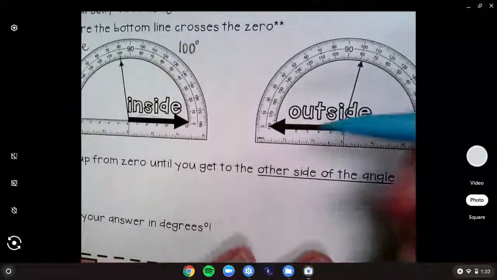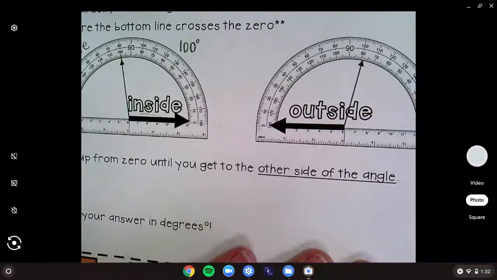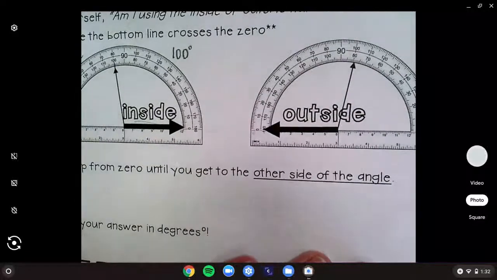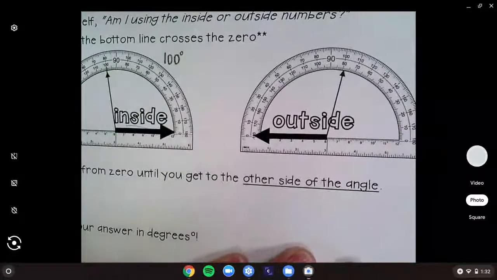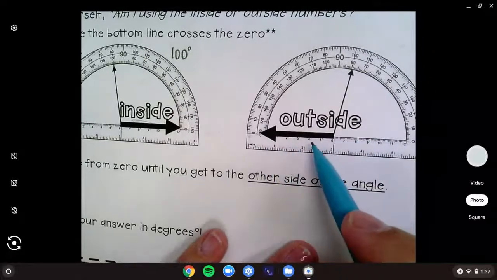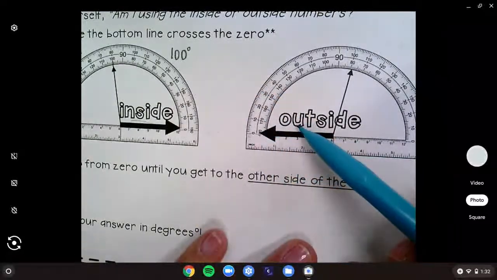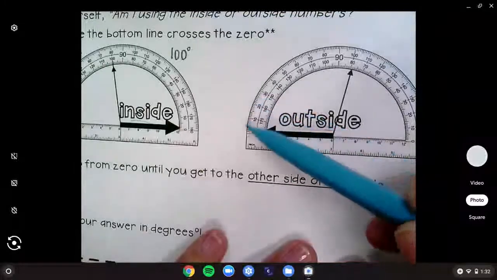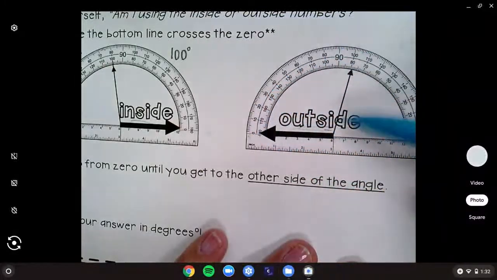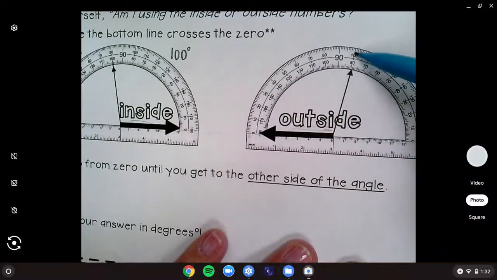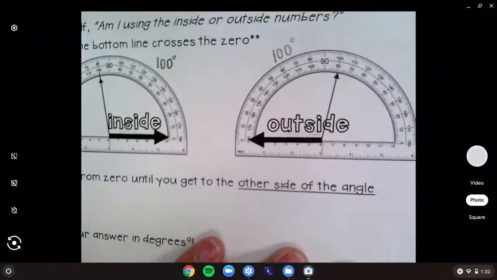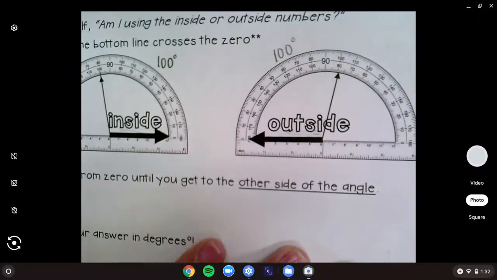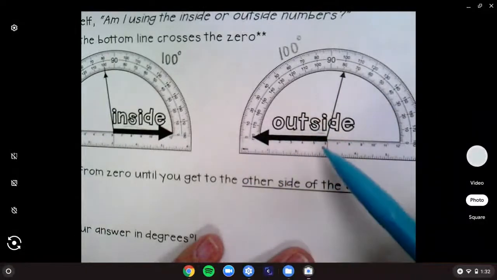But sometimes our angles point to the left, and that's okay. That's why we have numbers on both sides of the protractor, so we can use it no matter which way our angles point. So we line it up and we read it. This time we're using the outside numbers. So I follow the outside numbers until where my arrow points, while this angle opens all the way up to 100 degrees also.